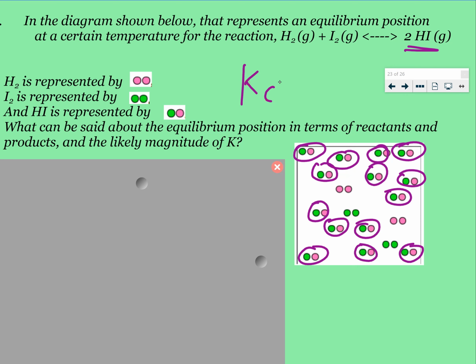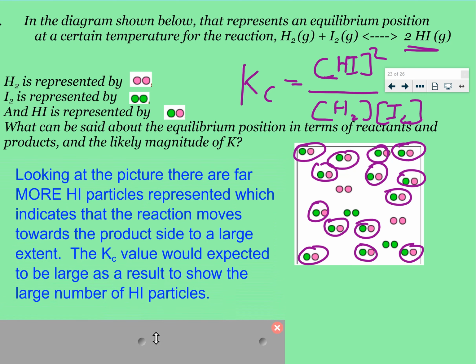If you can't remember, we'll go back here. We can write an equilibrium constant expression. This number is really big compared to those numbers, so we'd have a Kc that's large. And that ends that.